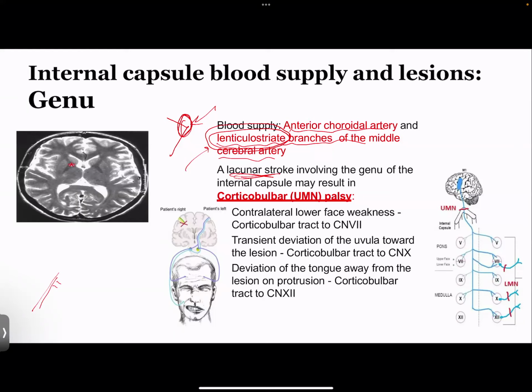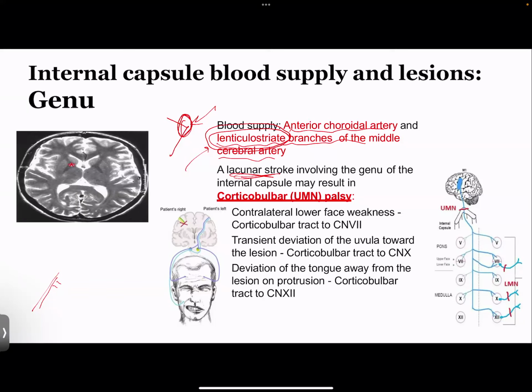Memorize the blood supply: the anterior choroidal and the lenticular striate of the middle cerebral. So what supplies the genu? The anterior choroidal and the lenticular striae of the middle cerebral. If you have a stroke in them, what are we going to have? Corticobulbar palsy. It makes sense, since any corticobulbar fibers go through it.